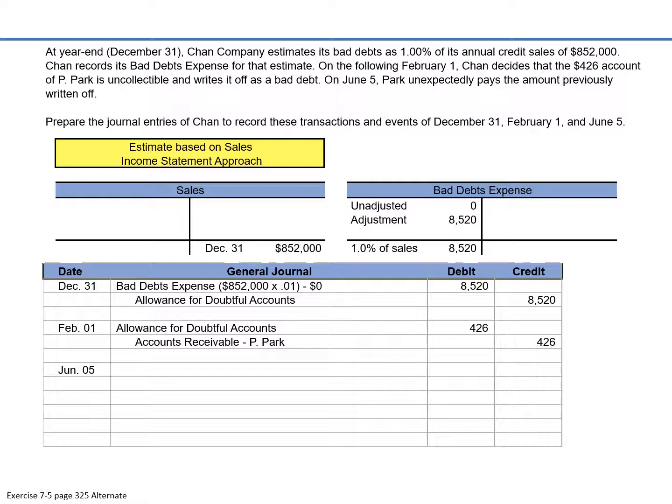Then on June 5th, P Park unexpectedly pays us. So we have to put back the balance before we can record the collection, right? So you just reverse your entry, and then you record your cash. Debit cash, credit accounts receivable. Okay, so hopefully you did well on that one. Let's move on to the next.